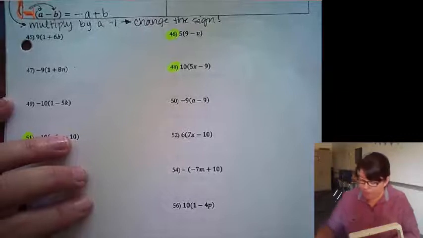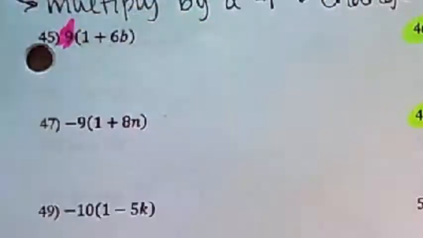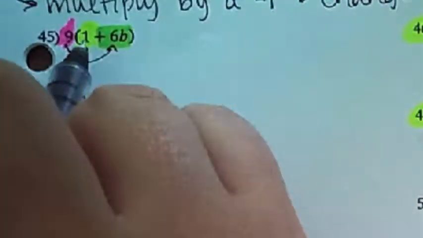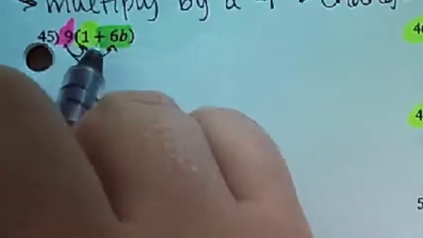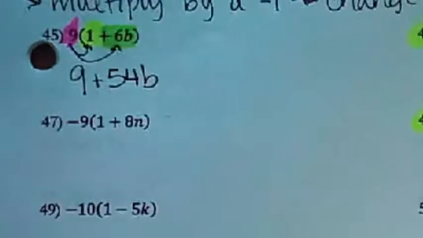Number 45. On the outside, I have 9. On the inside, I have 1 and positive 6b. All right, so here's what we're going to do. I'm going to distribute this 9 to both terms. Positive times a positive gives me a positive. 9 times 1 gives me 9. 9 times a positive 6 gives me a positive. 9 times 6 is 54. And there isn't a variable, so the b just stays attached. We'll multiply that way, keeping them right next to each other.